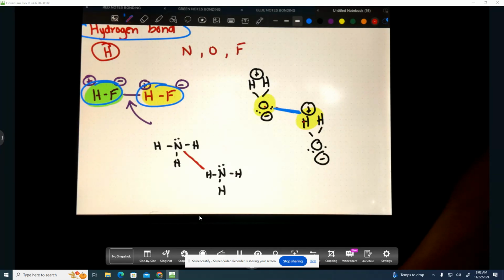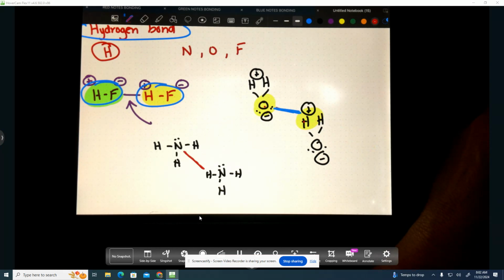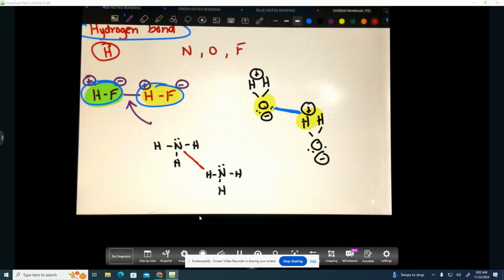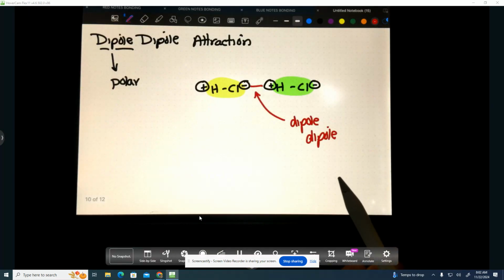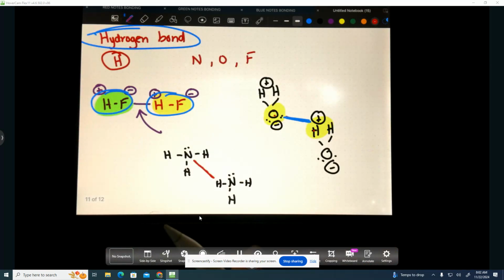And hydrogen bonds are responsible for what? The extremely high boiling and melting points, because they are strong forces that are holding the molecules together. Okay? Dipole-dipole, not as strong. Hydrogen bond, strong. Then we had Van der Waals forces. You have this in your notes?